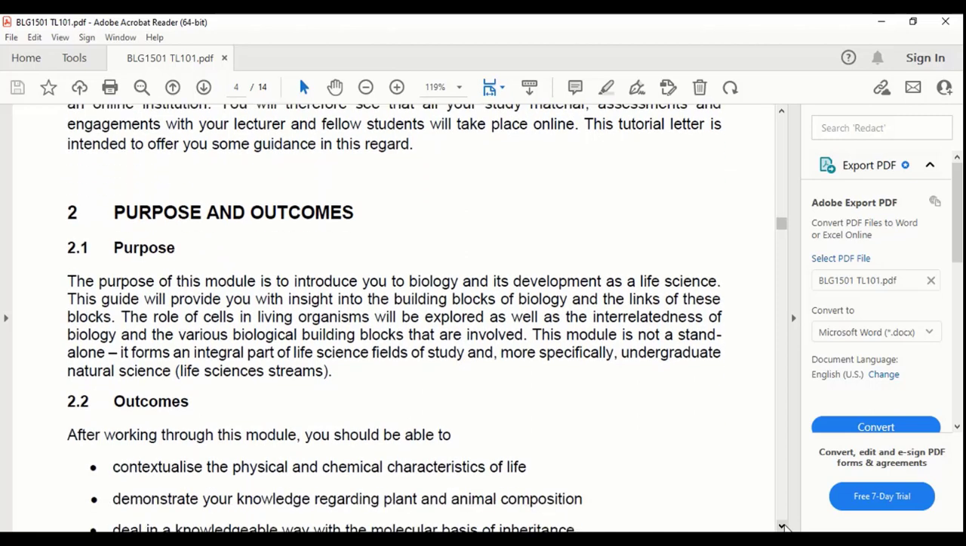Good. So as I conclude on this, the purpose of this module is to introduce you to biology and its development as a life science. This guide will provide you with insight into the building blocks of biology and the links of these blocks, and the role of cells in living organisms will be explored as an interrelatedness of this biology and the various biological building blocks that are involved.